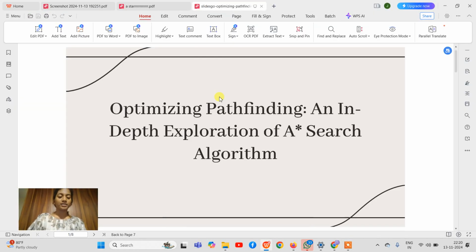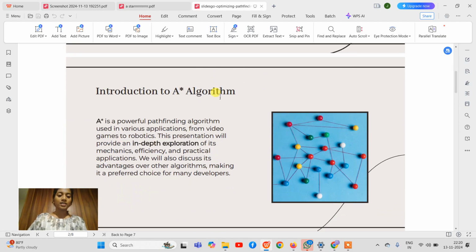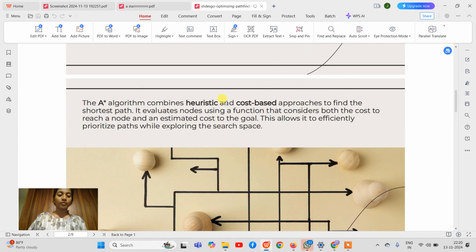Okay, in this video presentation, I will be explaining the A-star search algorithm. A-star is a powerful pathfinding algorithm used in various applications from video games to robotics. This presentation will provide an in-depth exploration of its mechanics, efficiency, and practical applications. We will also discuss its advantages over other algorithms, making it a preferred choice for many developers.